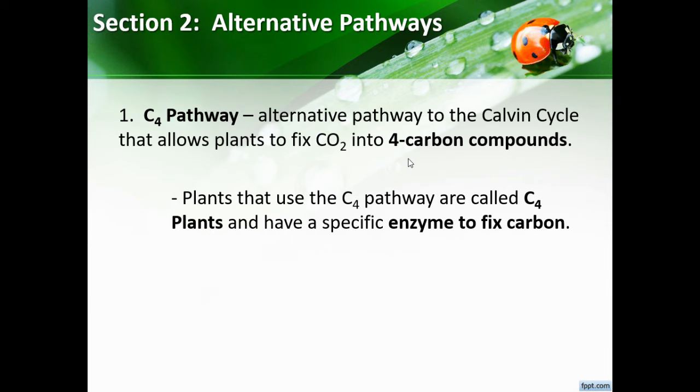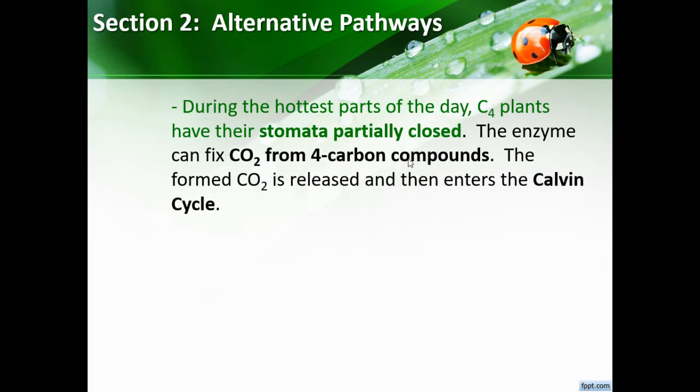Plants that use the C4 pathway are called C4 plants, and they have a specific enzyme to fix carbon. During the hottest parts of the day, the C4 plants have their stomata partially closed, so they don't open them up all the way. The enzyme can fix carbon dioxide into a 4-carbon compound. Carbon dioxide is released, and then it's going to enter the Calvin cycle.